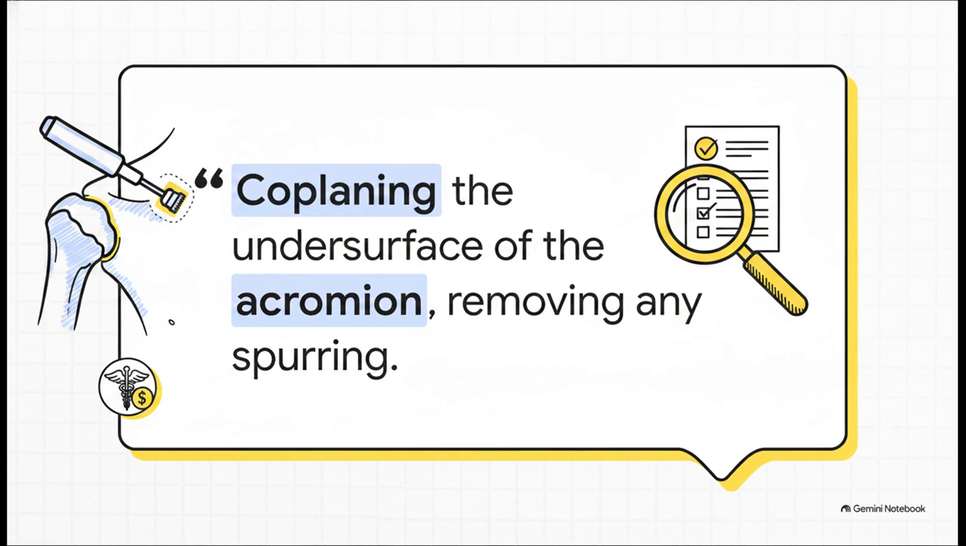And I really want to draw your attention to the exact dictation used in that report. Quote, "The arthroscopic burr was used to perform a subacromial decompression working from lateral to medial, coplaning the undersurface of the acromion, removing any spurring," end quote. This exact phrase right here, coplaning the undersurface of the acromion, is the precise gold standard documentation that auditors and coders must hunt for in an operative note to definitively justify an acromioplasty.